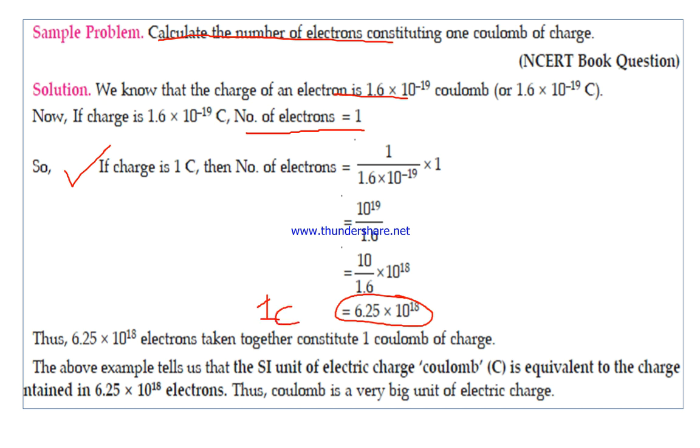That means 1 coulomb of charge is actually 6.25 into 10 to the power 18 electrons that constitute a 1 coulomb charge. So what we see is that 1 coulomb appears to be small, but it's not like that. In fact, it is a very big charge, or a very big number of electrons, that actually constitute 1 coulomb of charge.